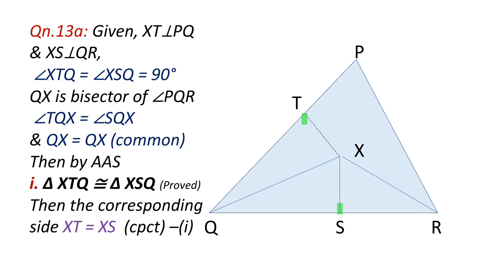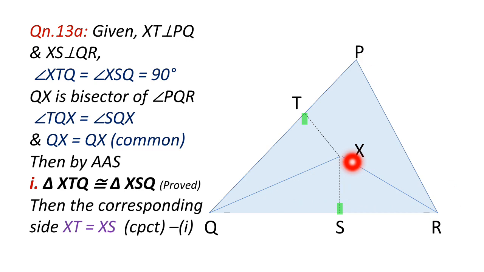See the next question, question number 13. We have question number 13A here, and in this question it is given that a triangle PQR is given, and the line QX is the bisector of this angle PQR. Okay, that means this complete angle Q is bisected by this line QX. Another thing is given, this angle R is bisected by this RX, that means this angle PRQ is bisected by this line RX.